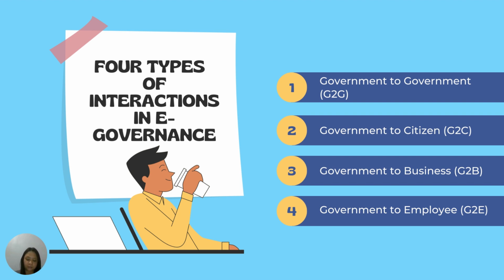Government to citizen initiatives are the activities made by the government for delivering the online information and services to the citizens. Government to business initiatives is an initiative that has been taken to make an interaction between the commercial business sector and the government for accessing online business information and services. And lastly, government to employee initiatives.